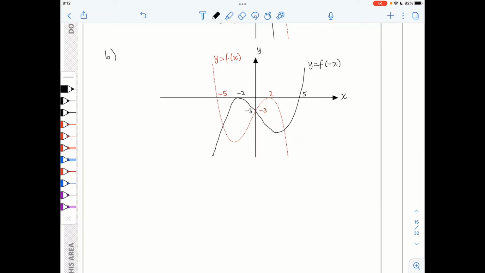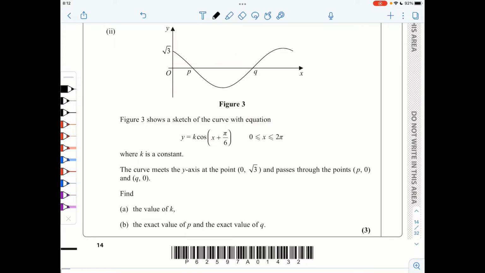In II, we've been provided with a sketch of the curve with equation y is k cos of (x plus pi over 6). We are told that the curve meets the y-axis at (0, √3) and cuts the x-axis at (p, 0) and (q, 0), and we're being asked to find the value of k and the values of p and q. Now, the k outside is a stretch along the vertical, and the x plus pi over 6 is a translation along the horizontal, pi over 6 to the left.